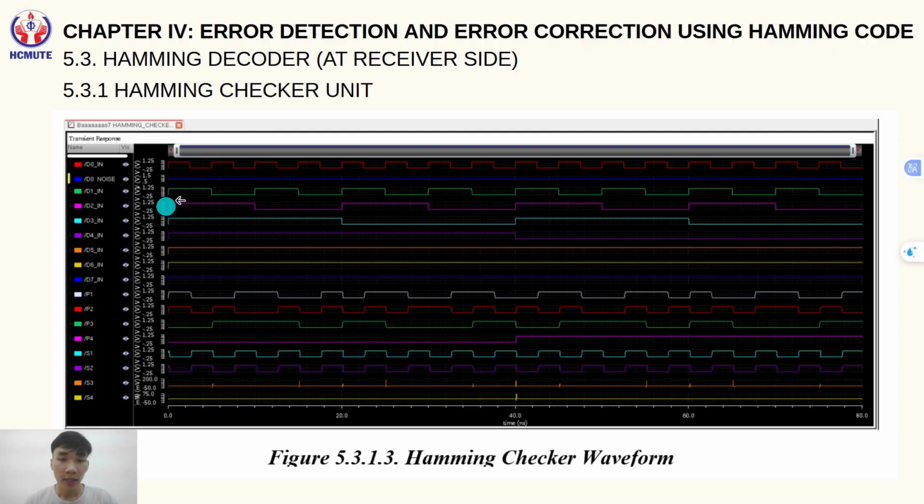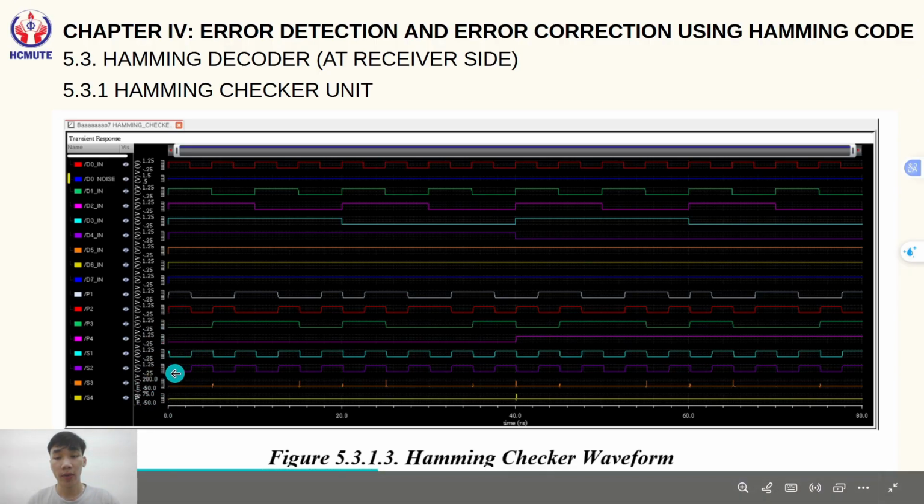In case 1, in the first time interval, with data bit logic 1, the encoder generates parity bits B1, B2, B3, B4 equal to 1, 1, 0, 0. Since the D0 noise equals 1, same as the original D0, the 12-bit frame is transmitted correctly. The recalculated parity bits at the checker match the original parity bits, so no error is detected and the data transmission is correct.